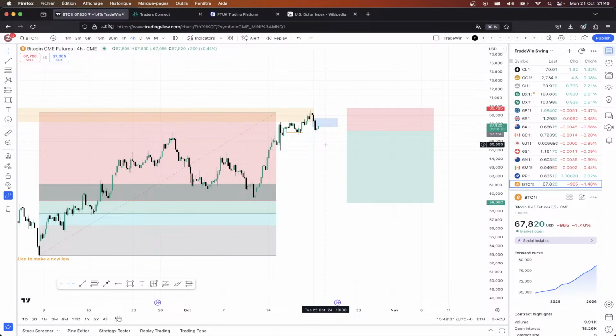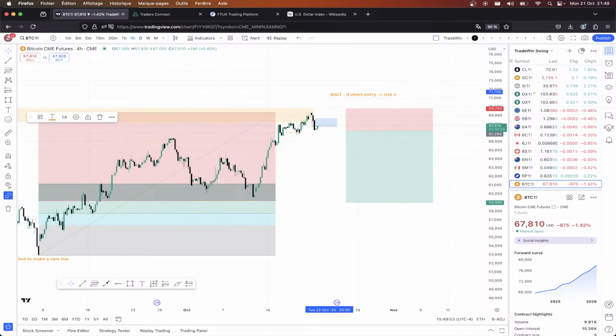But there, I'm definitely not seeing this as still a short entry. And even if it's a short entry, I will only risk a small amount if I enter that. So for now, I'll wait. And if short entry, I'm going to risk 25%, 25 points. So don't blindly enter a fair value gap just because someone told you or just because it feels nice.